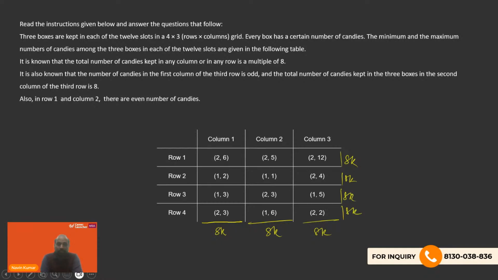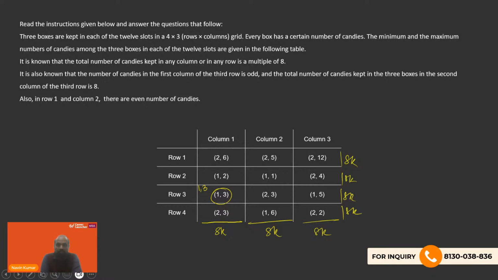It is also known that the number of candies in the first column of the third row is odd. First column of the third row, this one has to be odd. So basically, it's either 1 or 3 because the two numbers that are given, one is the smallest value of the candies and the next is the largest number of candies.